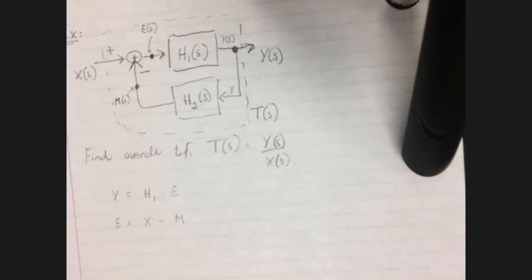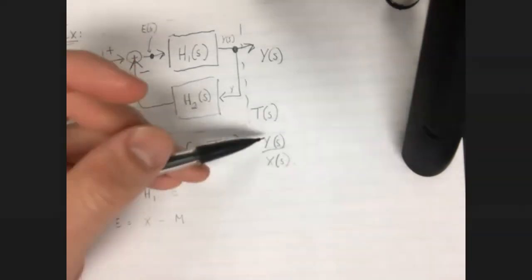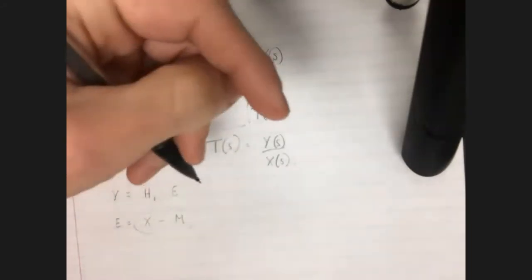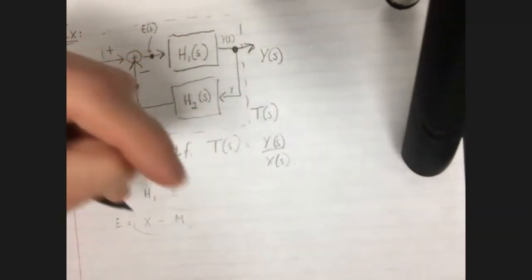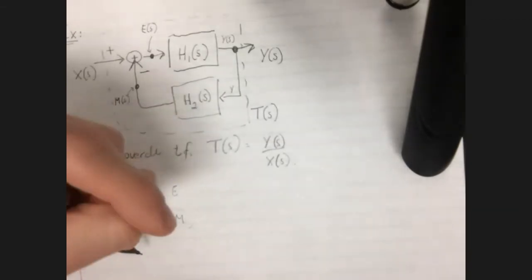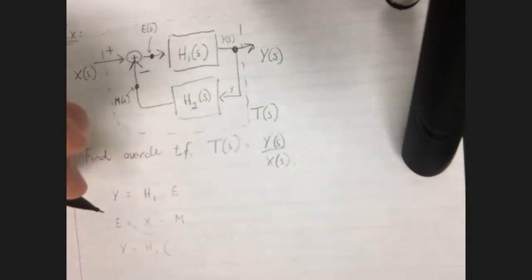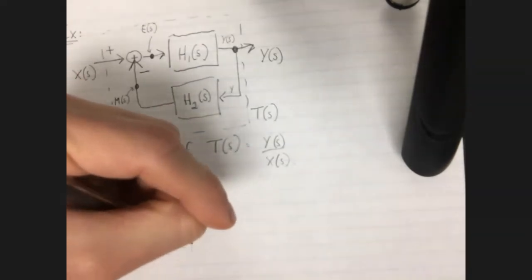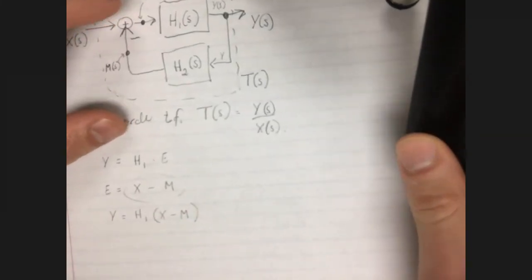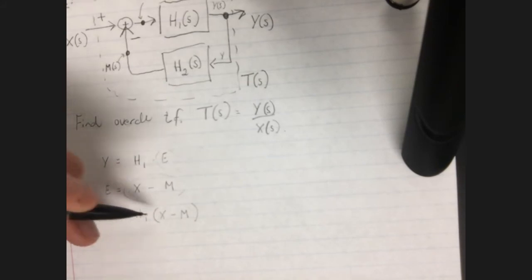Eventually what I want is Y and X. So I'm going to plug the second equation into the first one, and I get that Y is equal to H1 times (X minus M), just because I want Y and X in one equation. So I'm plugging in the E. Now I'm already in pretty good shape, and I've got Y and X.